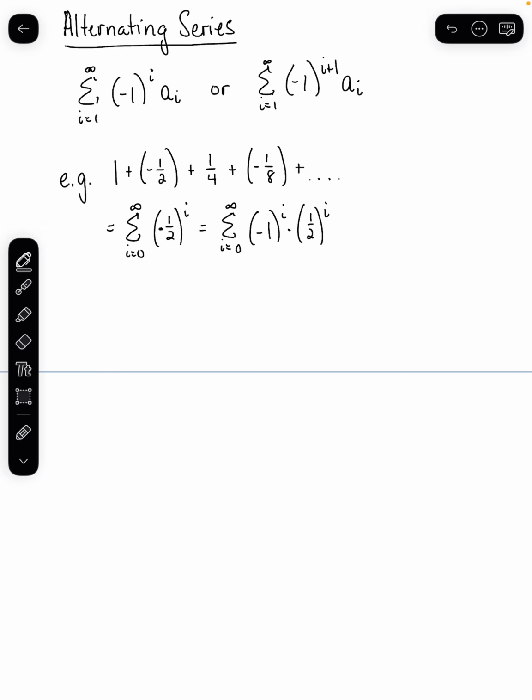There is then a special test for alternating series. It is appropriately called the alternating series test. We're going to suppose that the base value of every term is positive.